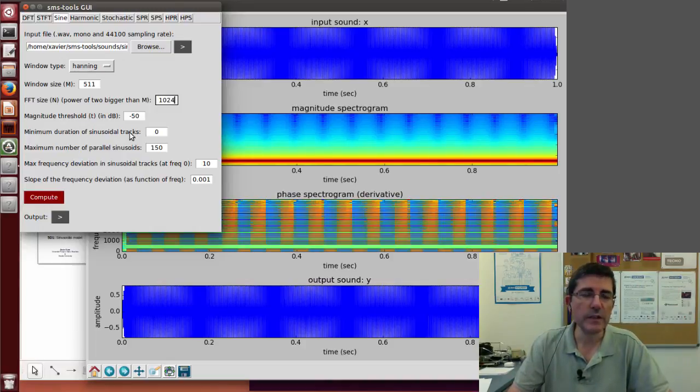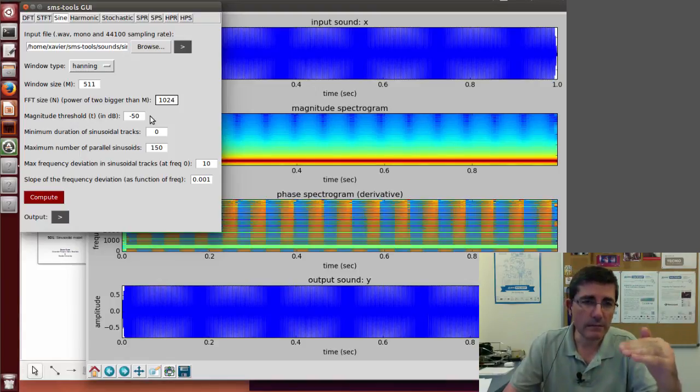And now we're starting with the parameters that are specific for a sinusoidal analysis. For example, we have the magnitude threshold, which is the threshold in decibels that we're going to be looking for. So we're going to be looking for peaks that are within 50 dB from the 0 dB of the maximum of the sound. We can restrict the duration of the tracks.